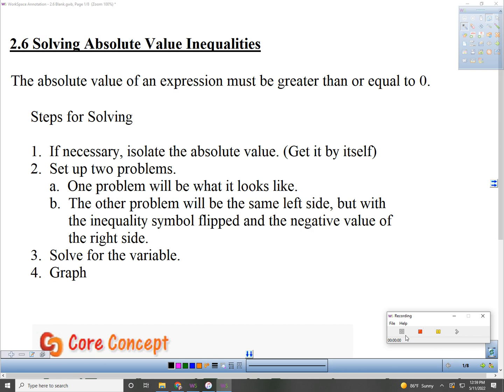So in this lesson we are going to talk about solving absolute value inequalities. At this point you've already solved absolute value equations, and we're just going to throw in some inequality symbols.